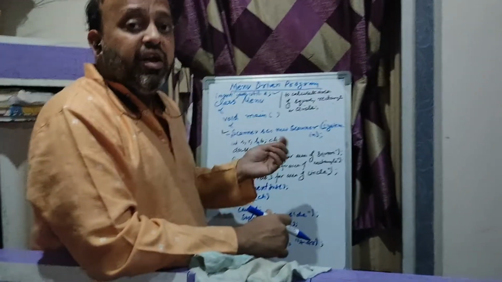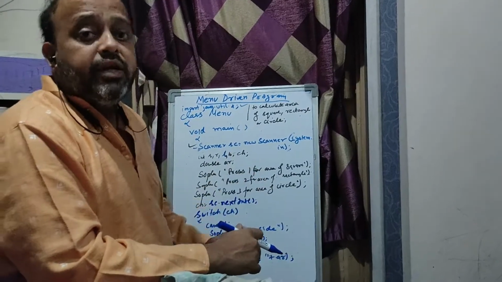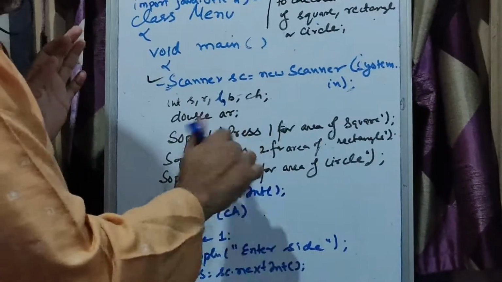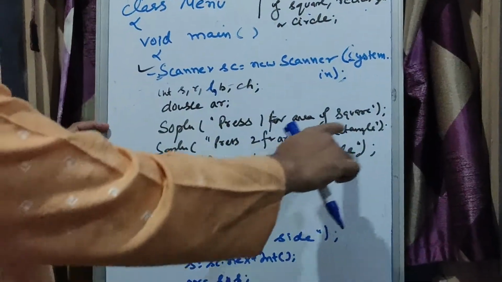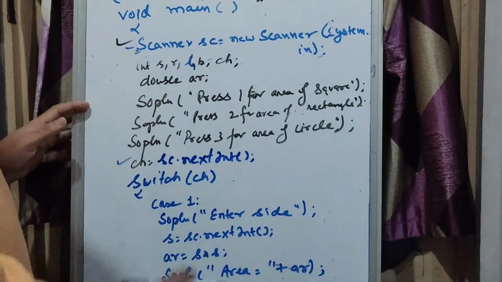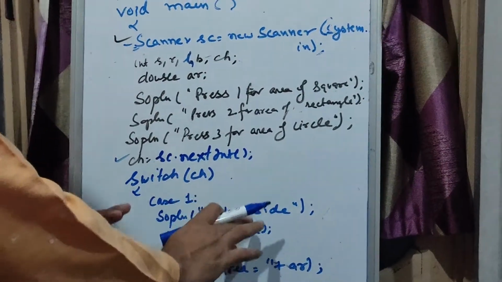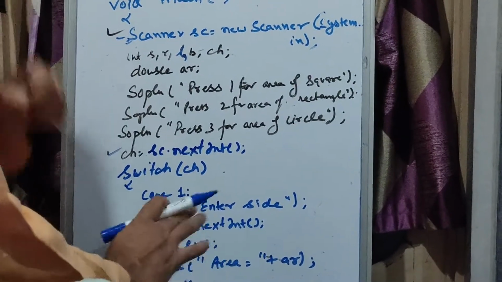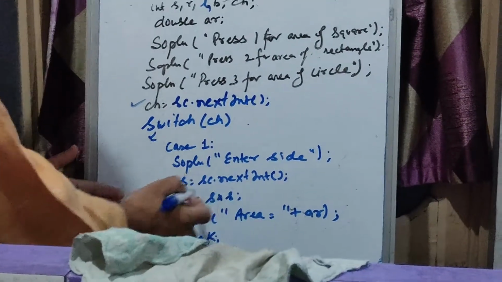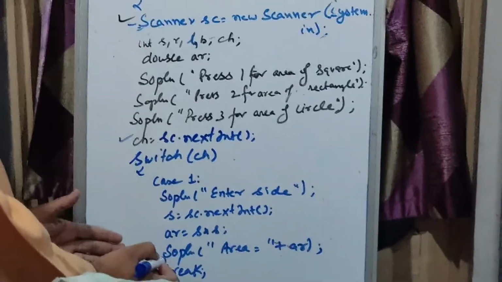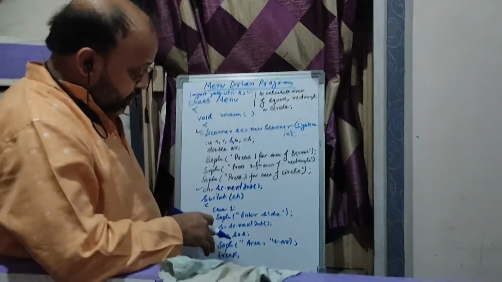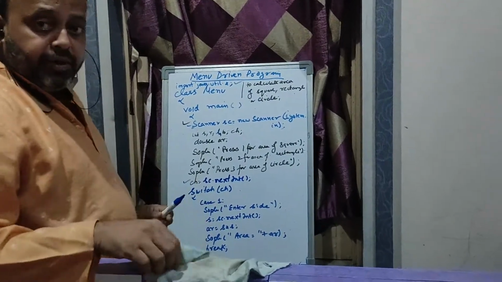So in this case, every time my input will be in cases. What I have done, I have displayed the menu. Press 1 for area of square, press 2 for area of rectangle, press 3 for area of circle. Then I have taken the choice. After choice, in case 1, I have taken input side, enter side. s equals to sc.next. One side has been taken, calculated area and printed. I hope case 1 is clear.